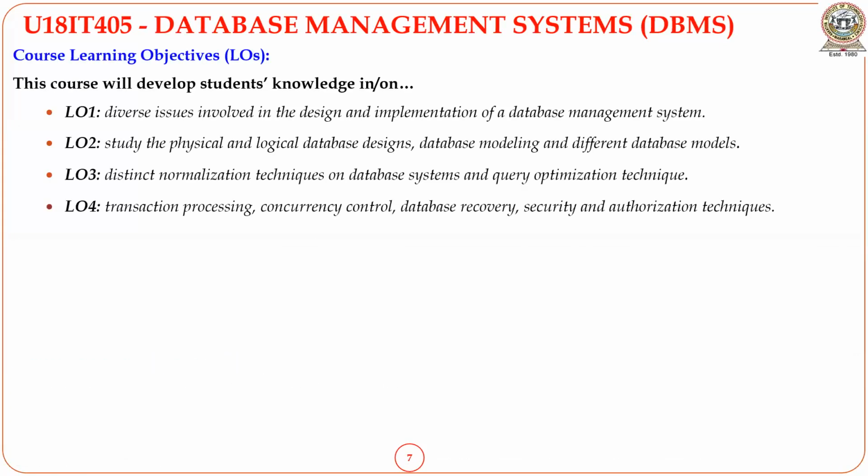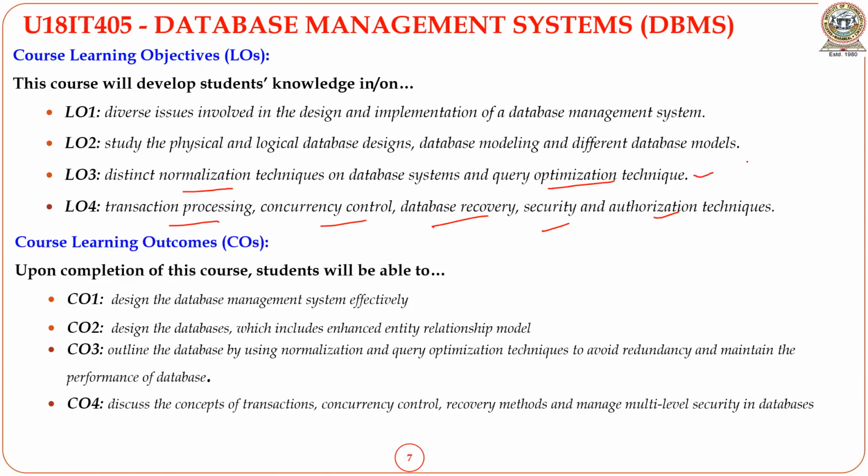Right. So the learning objectives for this course are: upon completion, students will develop knowledge as follows. LO1: in Unit 1 you will learn diverse issues involved in the design and implementation of database management systems. In Unit 2 you are going to study physical and logical database design, database modeling and different database models. In Unit 3 you are going to learn normalization techniques and database system query optimization techniques. And the last one, transaction processing, concurrency control, database recovery, security, and authorization techniques.